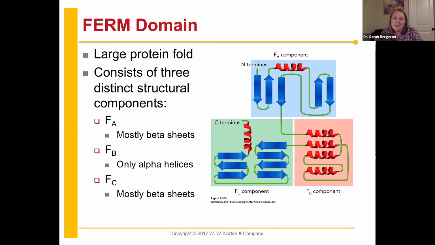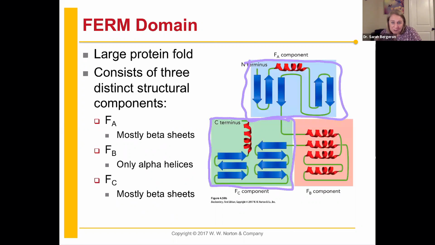So you have the FA domain. The FA domain is mostly beta sheets. And if you look here, right, we do see 1 alpha helix, but it's mainly beta sheets. Your third domain, your FC domain, is also mostly beta sheets. And then your FB domain is only alpha helices. And so these proteins with these domains tend to bind to membrane-associated proteins, sometimes glycolipids, and they serve to really anchor proteins to the cytoplasmic face of the membrane.